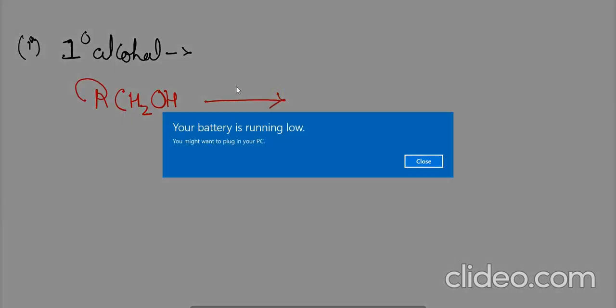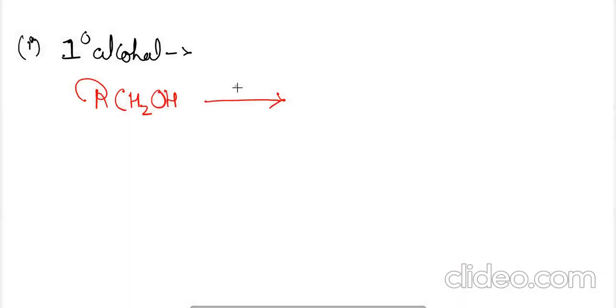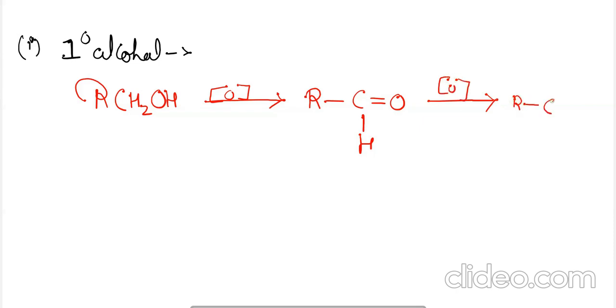RCH2OH, and on oxidation of the primary alcohol, what will happen here? The formation of C double bond O H, that is the aldehyde, will take place here.